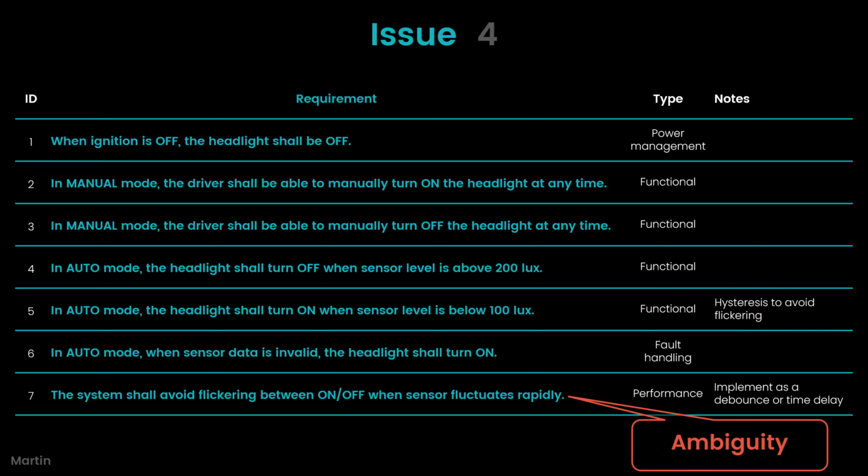The fourth issue is ambiguity. The highlighted requirement lacks sufficient detail to guide implementation, leaving it open to multiple interpretations. Without clear guidance on the expected behavior or conditions, developers may implement it differently, potentially leading to inconsistent or incorrect system behavior.